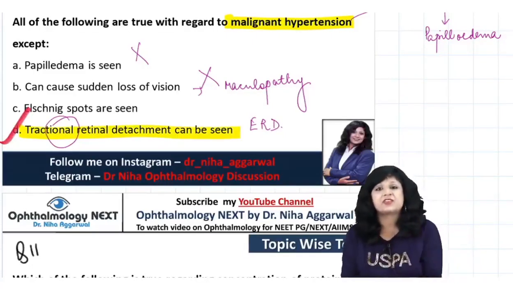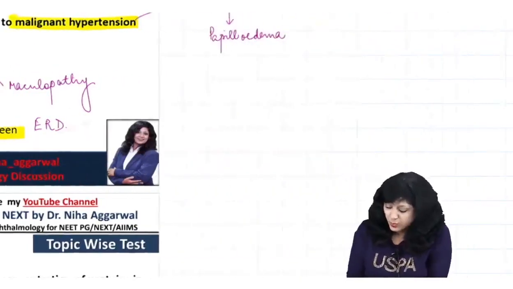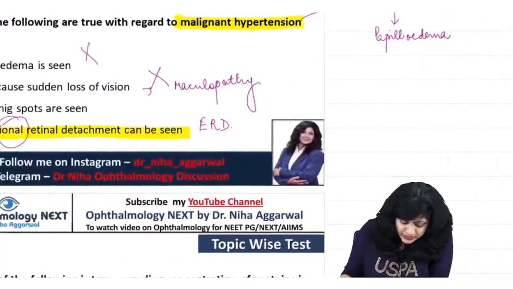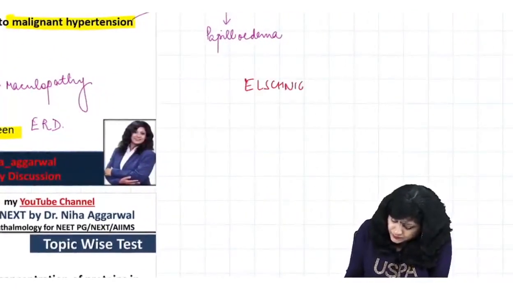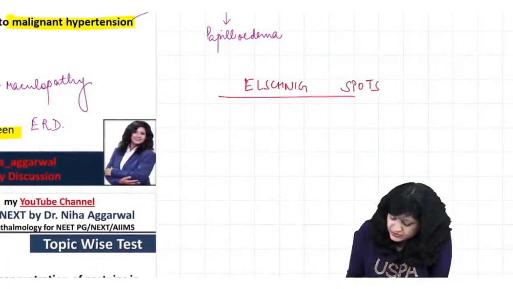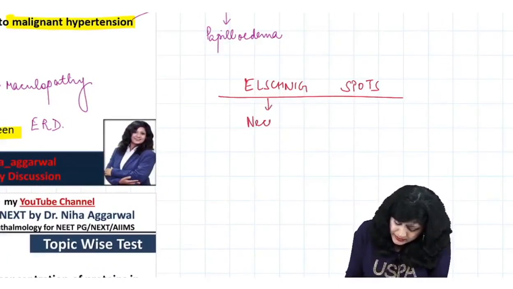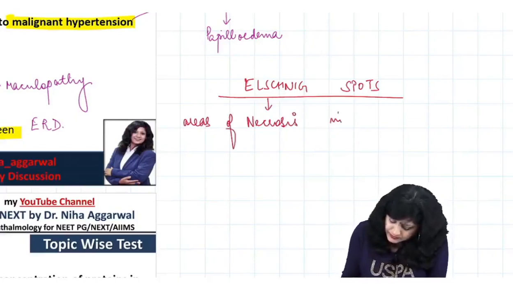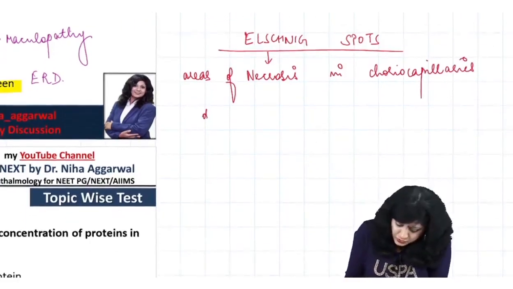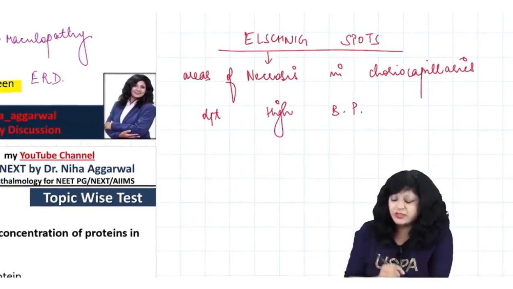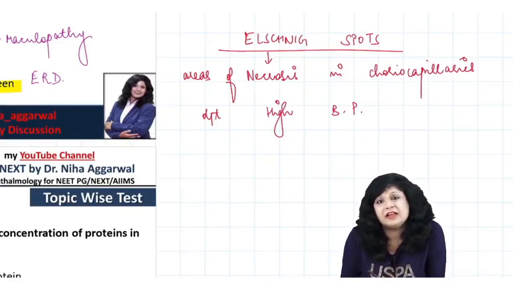Now as extra edge, you can note down what the Elschnig spots are. So these are actually the Elschnig spots. These are areas of necrosis in the choriocapillaries. If you are getting areas of necrosis in the choriocapillaries due to very, very high blood pressure, these are called Elschnig spots.